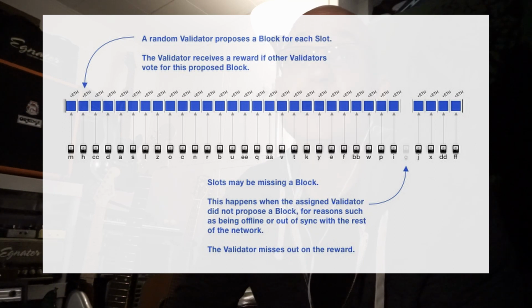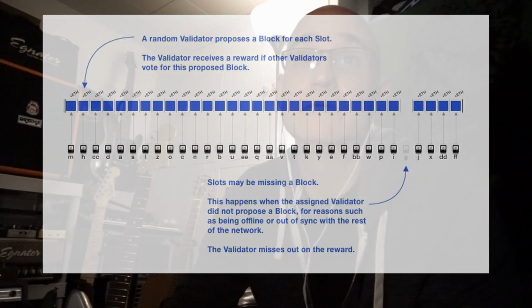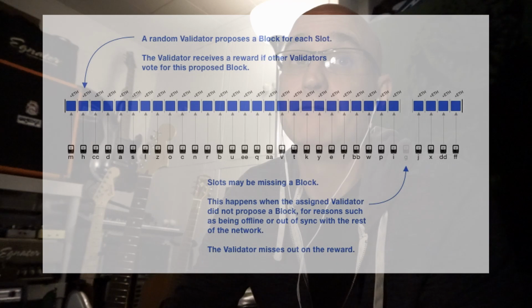Note, slots may be missing a block. This happens when the assigned validator does not process a block for reasons such as being offline or out of sync with the rest of the network. A validator would miss out on that reward. In this example, we'll say we see a missed proposal for some epoch's 28th slot.